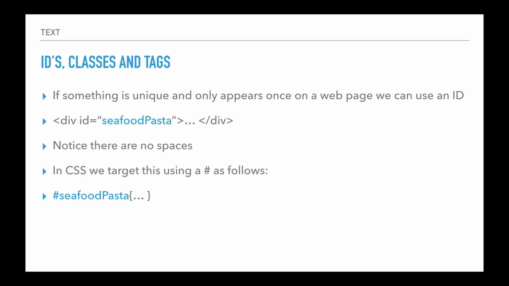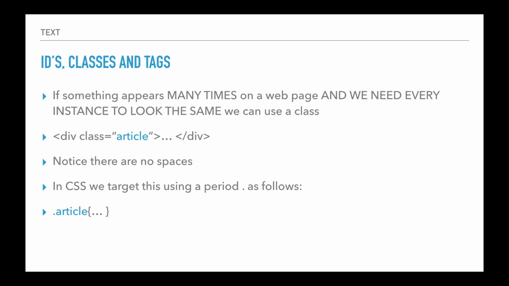Now the next thing that we might have on the screen is something called a class. Now a class is when we want the same thing to appear many times. So maybe there are like multiple recipes on the page, and we might call those an article. So we might have div class equals article. Each article we would want to look exactly the same because we would want consistency on our page. Therefore we would put them like that. To talk to them in CSS, we use dot article at the front of it.